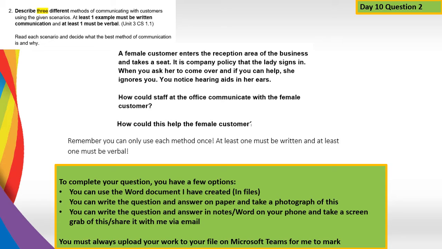So, a female customer enters the reception area of the business and takes a seat. It's company policy that the lady signs in. When you ask her to come and help, she ignores you. You notice that she's got hearing aids in her ears. So how could staff at the office communicate with the female customer? How could this help the female customer?